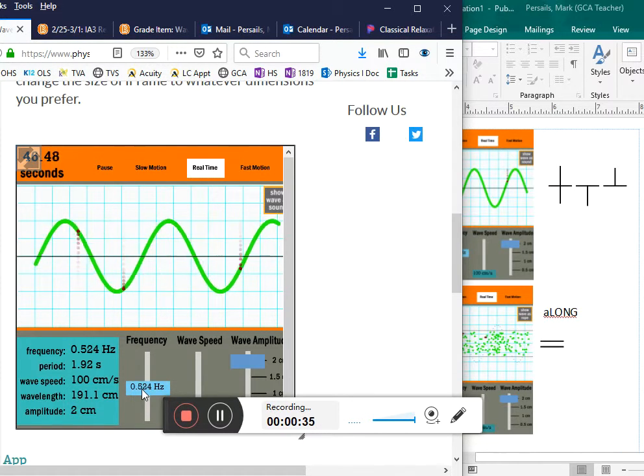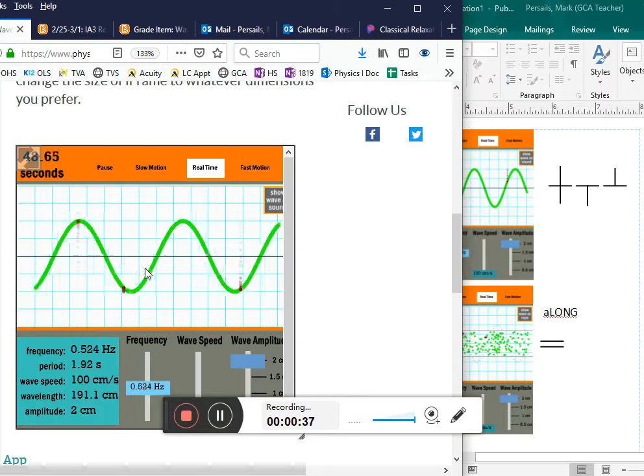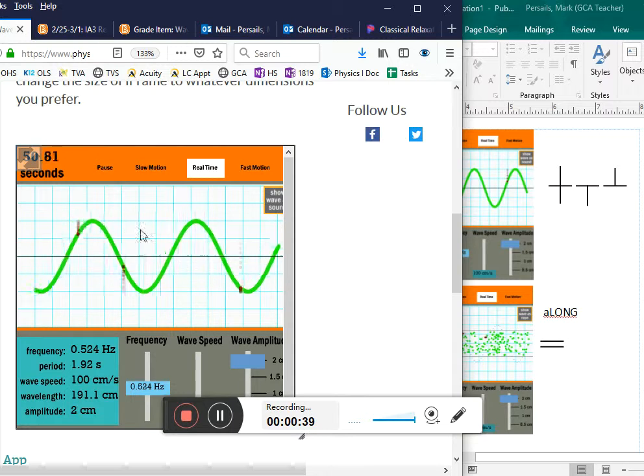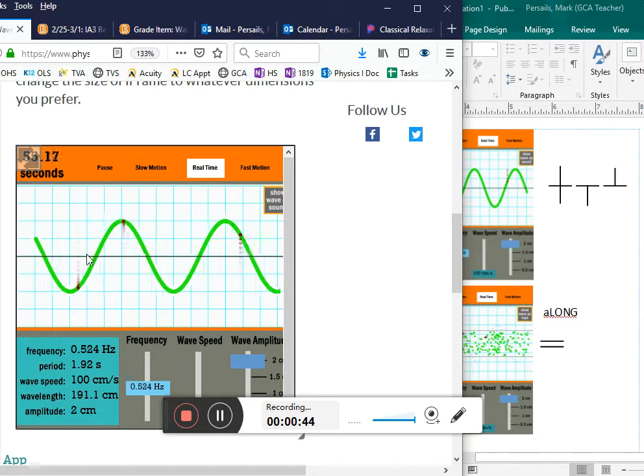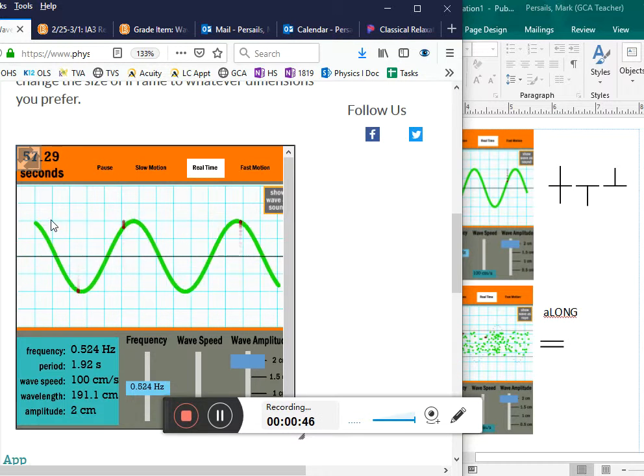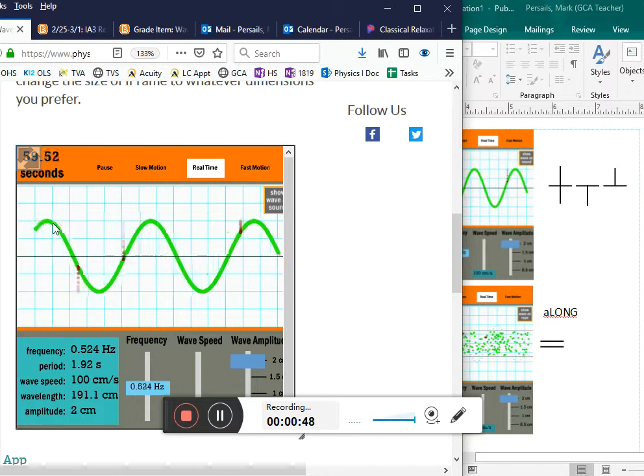So there's the wave that we're used to, right? So we've got the crest, the trough. We could count the number of waves from crest to crest or trough to trough. We see the amplitude, how far it is above that darker line, right? All the words that we are learning.